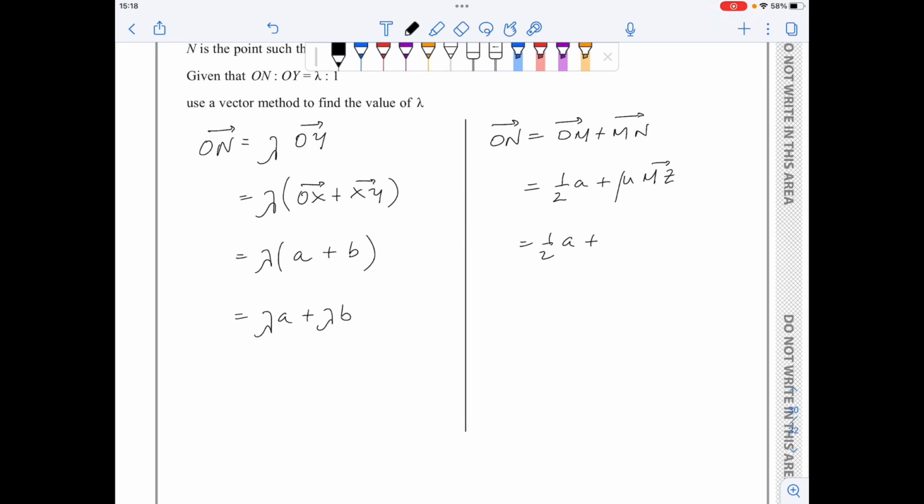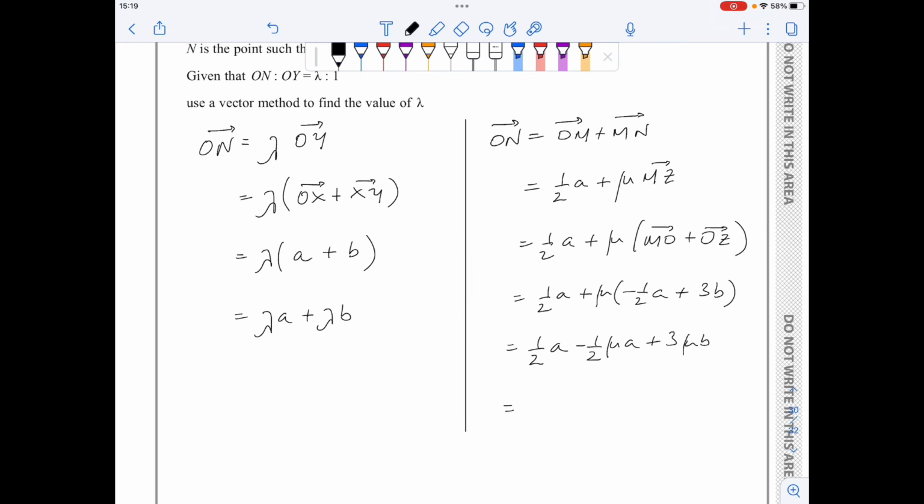So a half a plus mu, and MZ is equal to MO plus OZ. So 1/2 a plus mu times (MO plus OZ). MO is equal to minus 1/2 a, I'm going 1/2 a backwards, plus 3b. Let's expand: 1/2 a minus a half mu a plus 3 mu b. And I'll factorize the a out. So a times (1/2 minus 1/2 mu) plus 3 mu b.